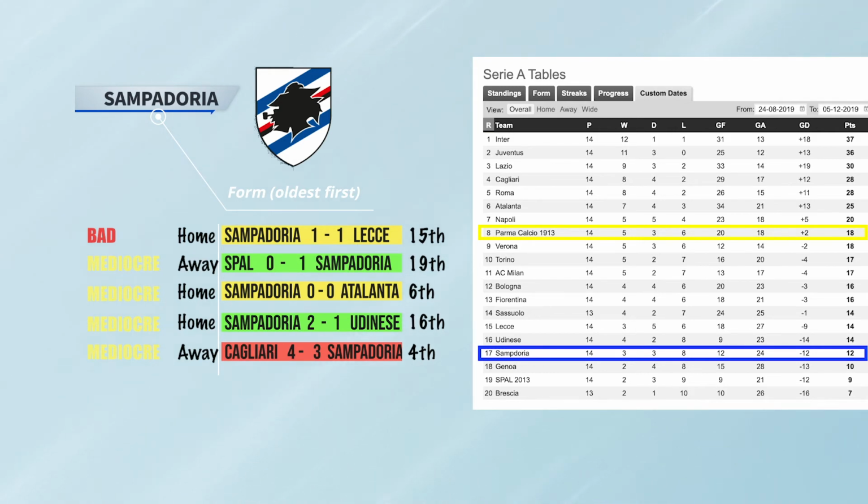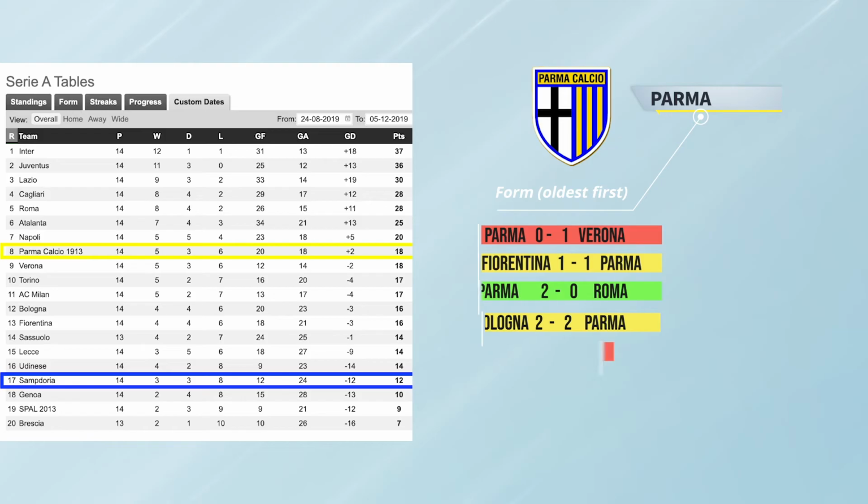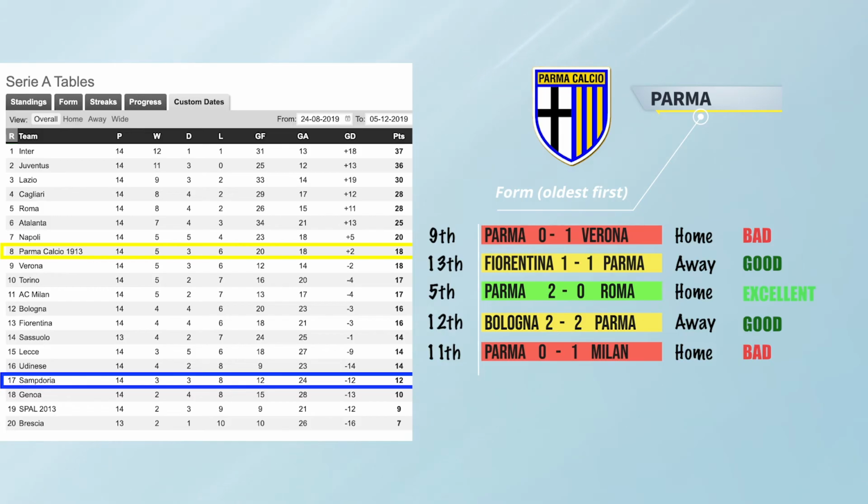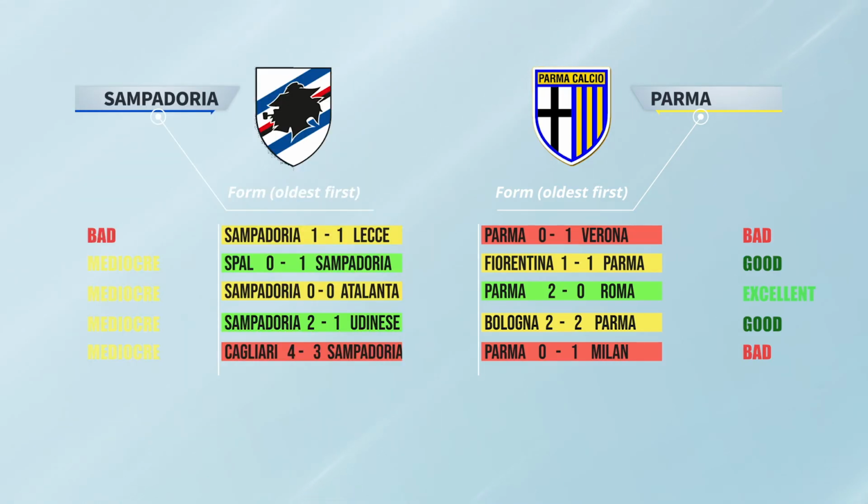And now let's look at Parma. Parma's positive results came against sides placed 5th, 12th and 13th. This includes an impressive home win against 5th place Roma. And the 2 draws were away to teams placed 12th and 13th. So even just by adding an additional layer of complexity to your analysis, you've uncovered something that most people will not see, and that is that Parma are actually coming into the game with better form.